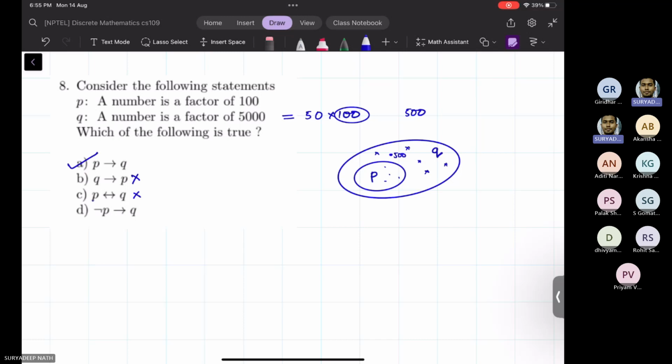And D says that negation of P implies Q. Negation of P does not imply Q, because when negation of P holds, meaning P is false, that is outside of P, does that imply that Q is true? Not necessarily. Negation of P could be somewhere over here, but that does not imply that Q is true. Therefore D is not true as well. So the right answer is option A.